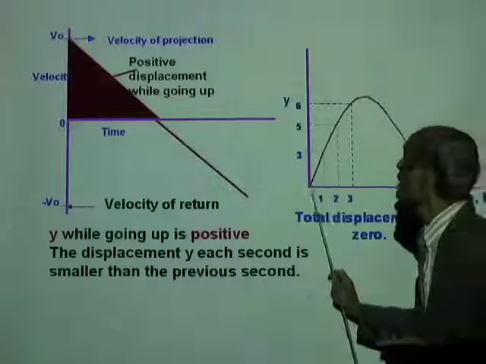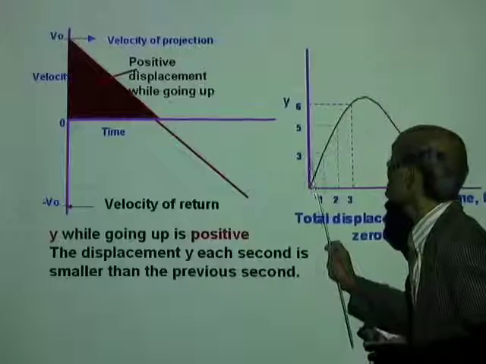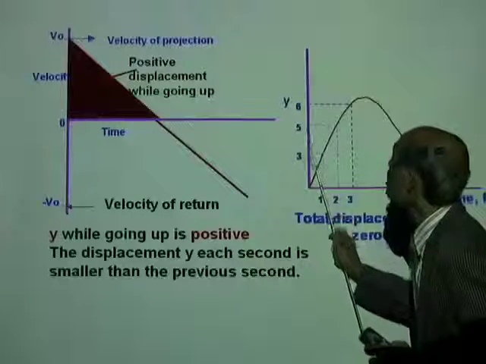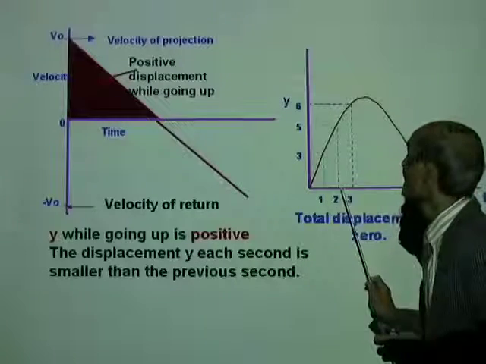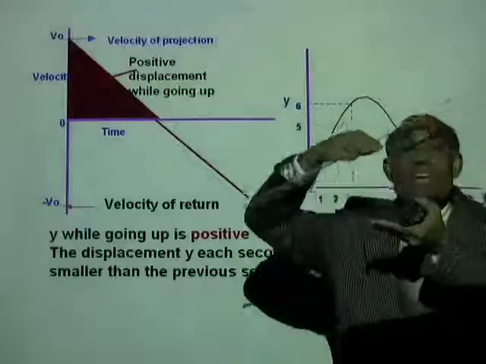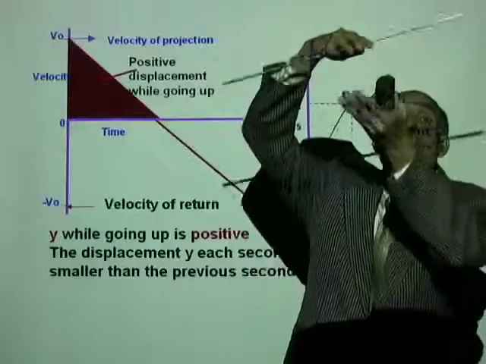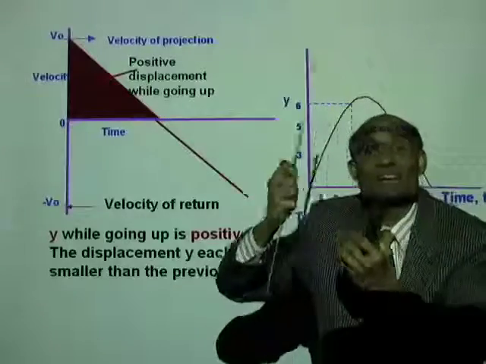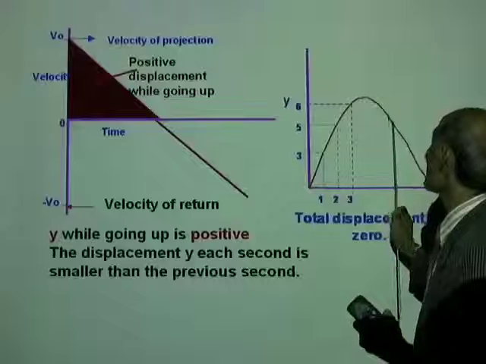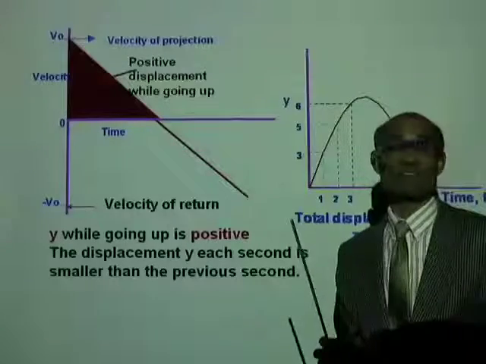You can see, if in the first second it went up 3 meters, in the next second it goes up only 2 meters, in the third second it goes up only 1 meter. Each second the distance it travels becomes lesser and lesser. So the position against time is a concave down graph.